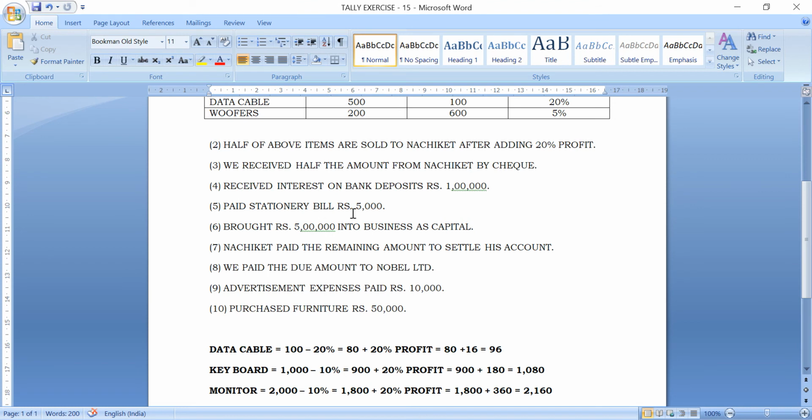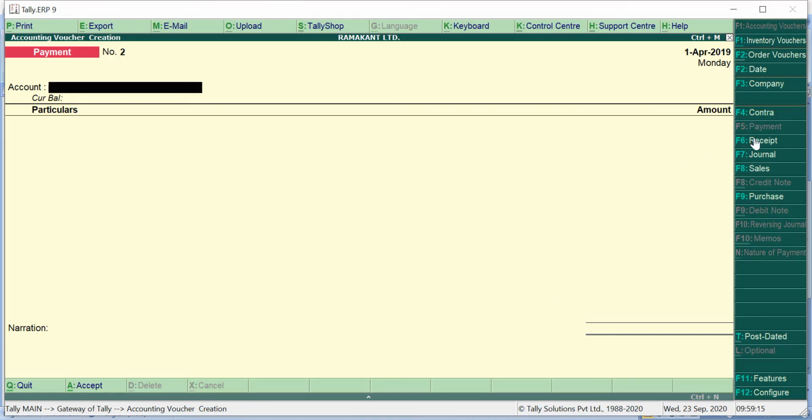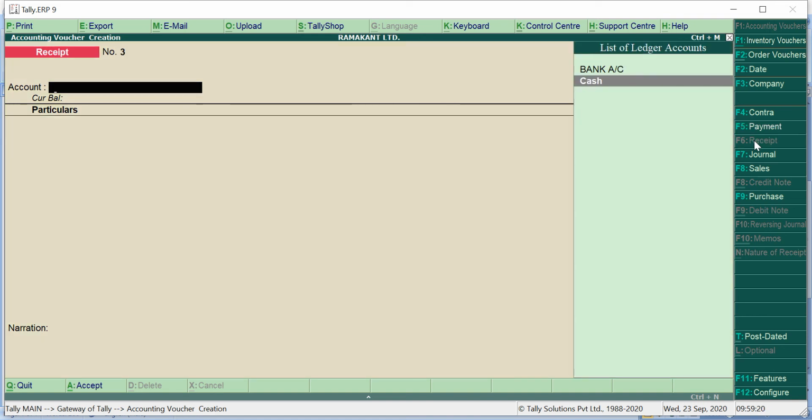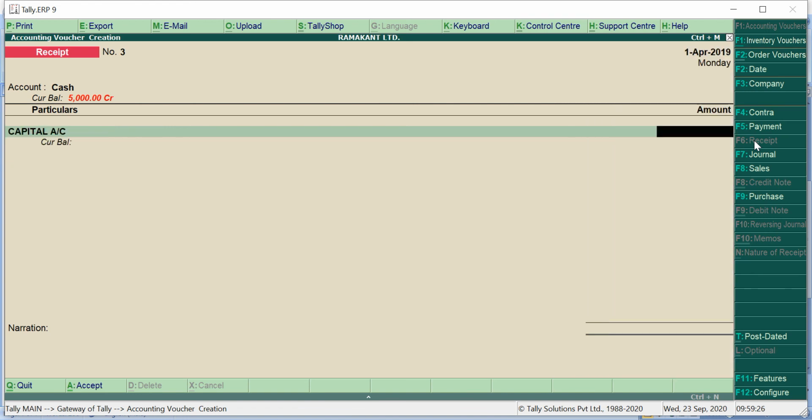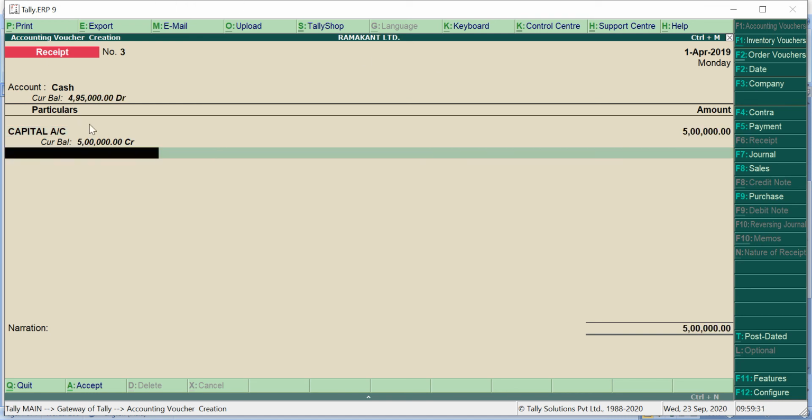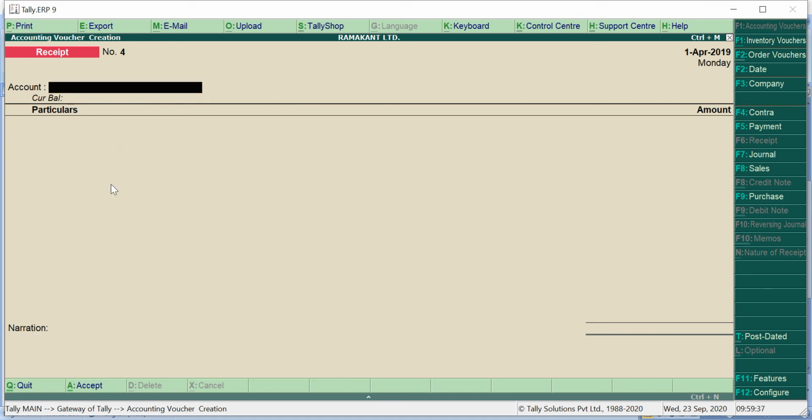Then next entry, number 6. Brought 5 lakh into business as capital. We are bringing cash, rupees 5 lakh. So it is a kind of receipt. Take the receipt voucher. The cash account is selected and here we select capital. At present there is no capital. Now we are recording 5 lakh. So the balance will appear on the spot right over here, 5 lakh. And it is accepted. Right?